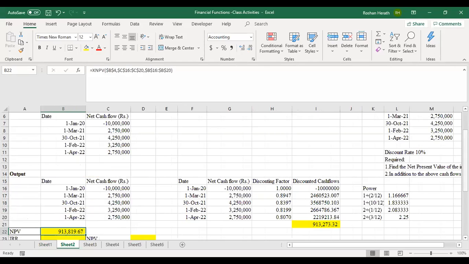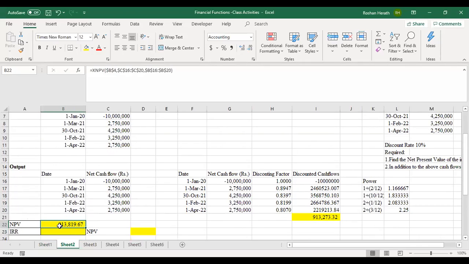So when it comes to this computation of XNPV, you need not make any distinction between the year 0 cash flow and the subsequent cash flows. All you have to do is select the cash flows and the corresponding dates. Even if you do that manually, the same answer was arrived at. So therefore you can be sure of that.